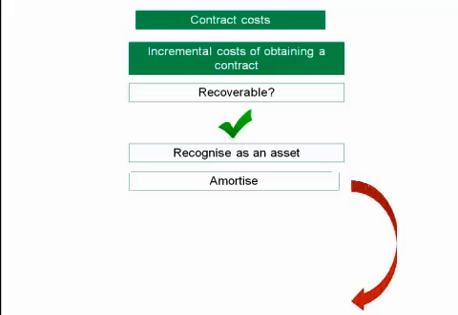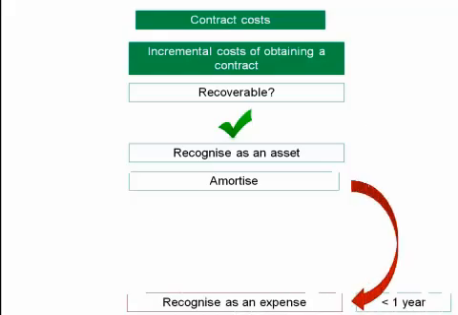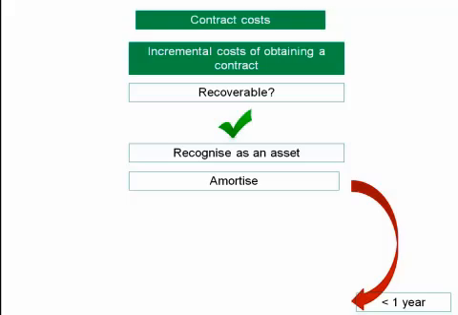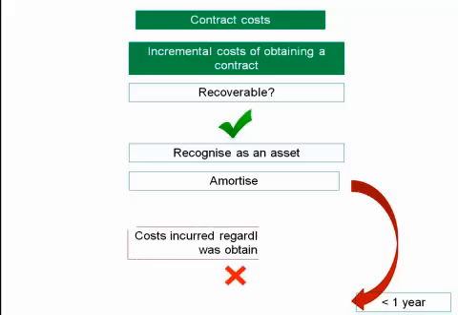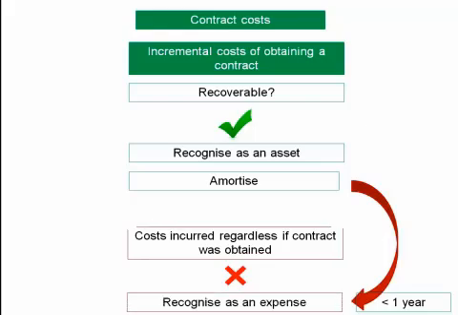An entity may recognize the incremental costs of obtaining a contract as an expense when incurred if the amortization period of the asset that the entity otherwise would have recognized is 1 year or less. Costs to obtain a contract that would have been incurred regardless of whether the contract was obtained shall be recognized as an expense when incurred, unless those costs are explicitly chargeable to the customer, regardless of whether the contract is obtained.